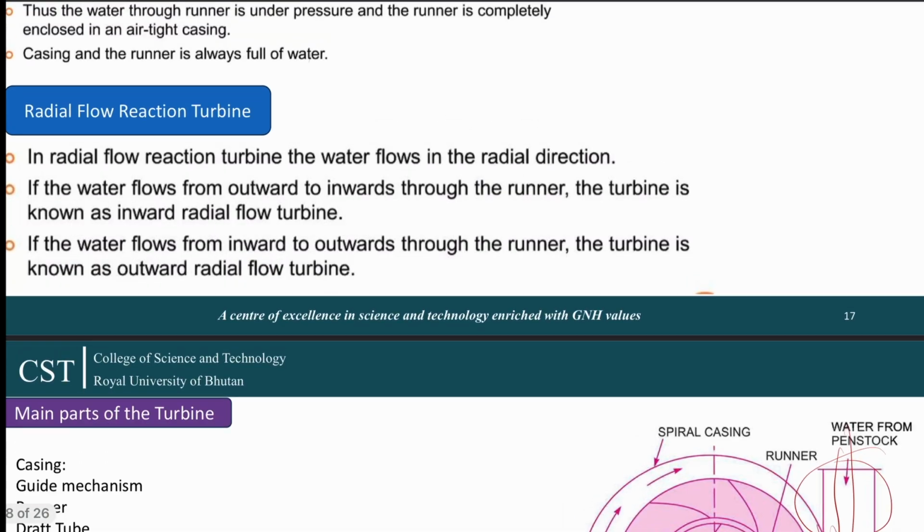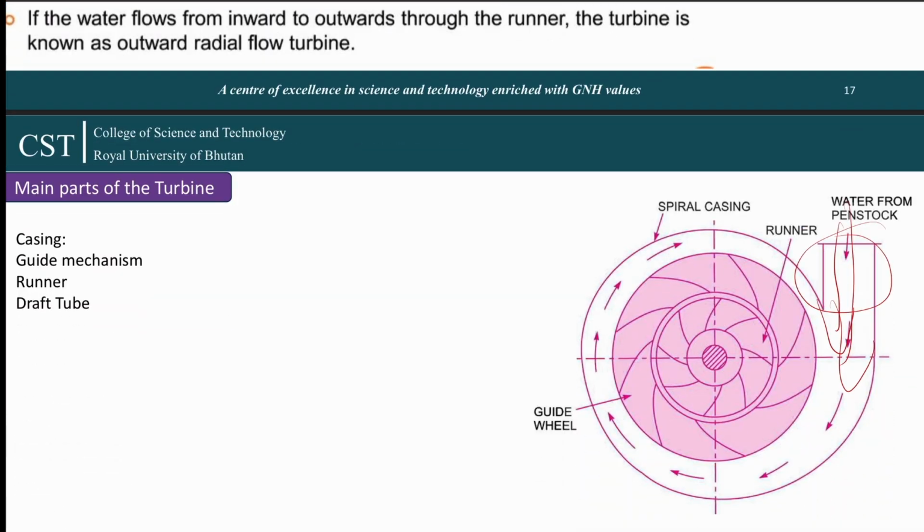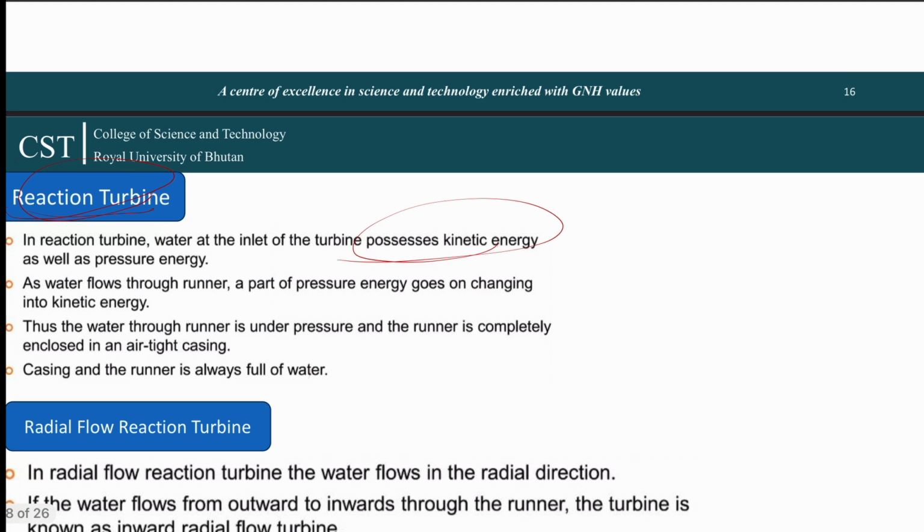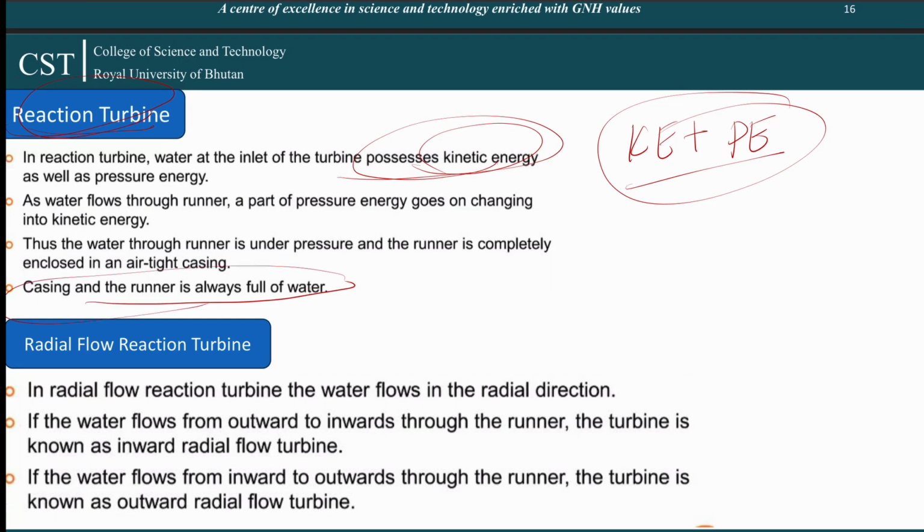The casing used in the reaction turbine is one where the area gradually decreases. By the time the water reaches the internal part, the surface area is very small, so we can say that it is used to increase the pressure. In a reaction turbine, along with the kinetic energy, there is also some pressure energy. So a reaction turbine contains two types of energy, and the casing and the runner are always full of water when it is functioning.